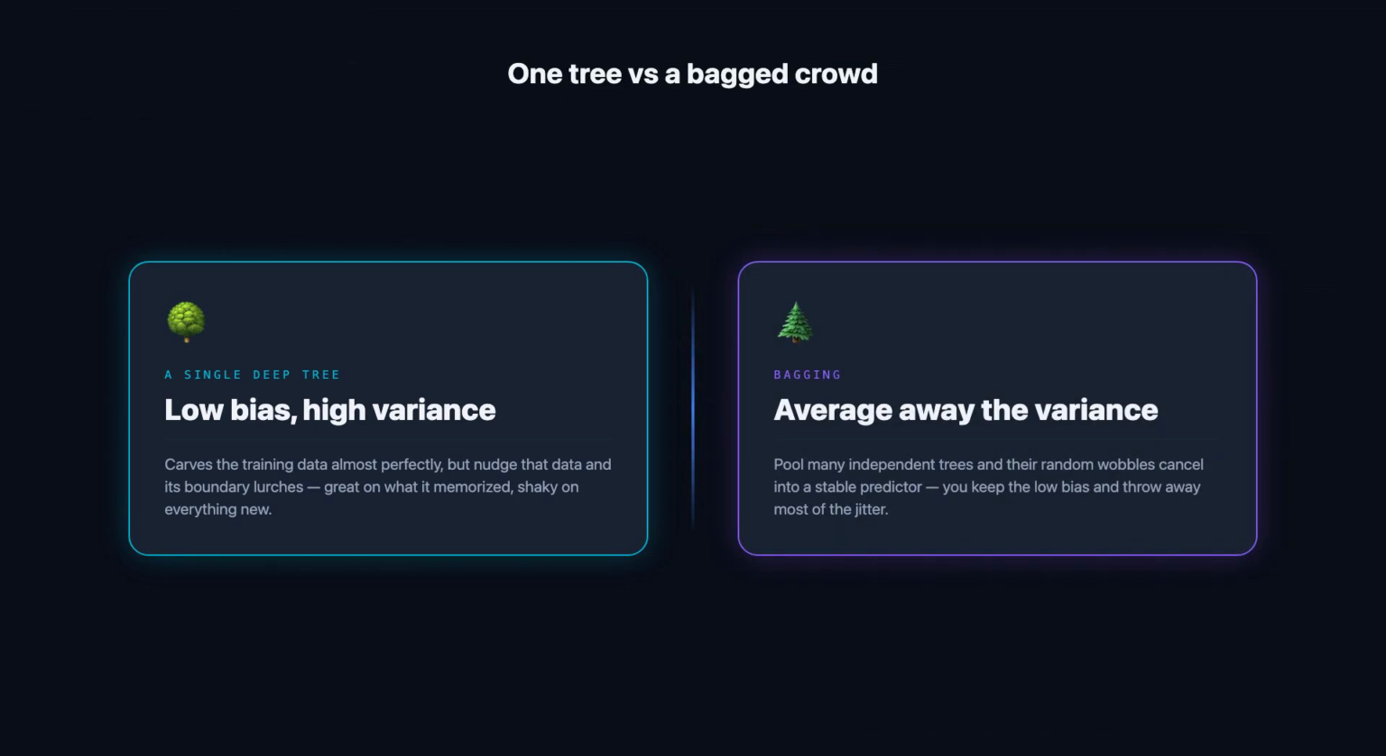Bagging averages many such trees and crushes that variance. Each tree is still wobbly on its own, but their wobbles are independent, so pooling them smooths the noise into a stable, dependable predictor. You keep the low bias of a deep tree and throw away most of the jitter, almost for free, which is a remarkable bargain.